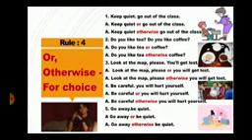Now fourth example. Be careful, you will hurt yourself. So again there is a choice in the sentence. Either you be careful or you will get hurt. So at that time again you will use conjunction or otherwise. Be careful or you will hurt yourself. Be careful, otherwise you will hurt yourself.